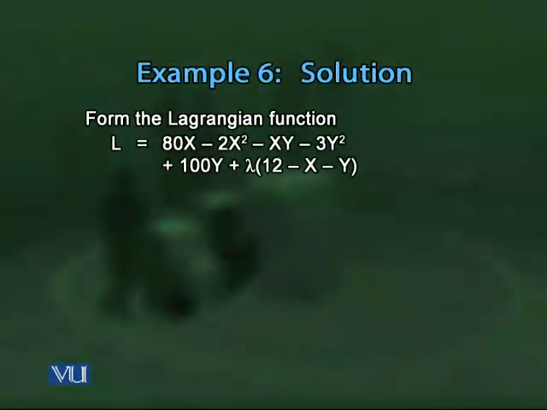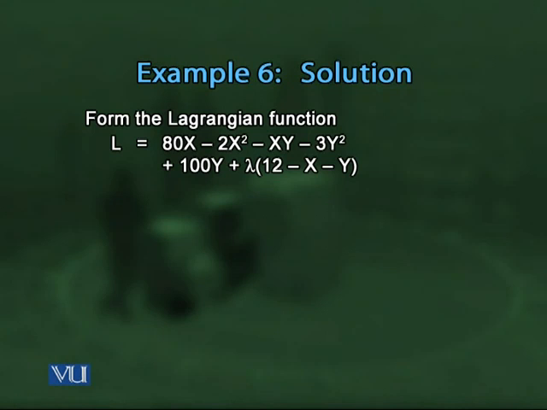Now look at the example here. We are given the profit function, which is equal to 80x minus 2x square minus xy minus 3y square plus 100y, subject to the constraint x plus y equal to 12. We rewrite our constraint equation as 12 minus x minus y equal to 0. We multiply it by lambda, and then we add it to the original objective function.